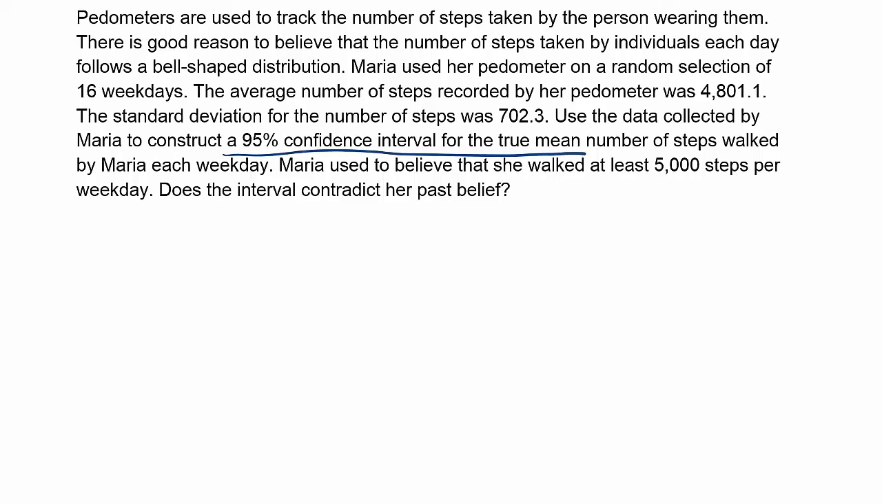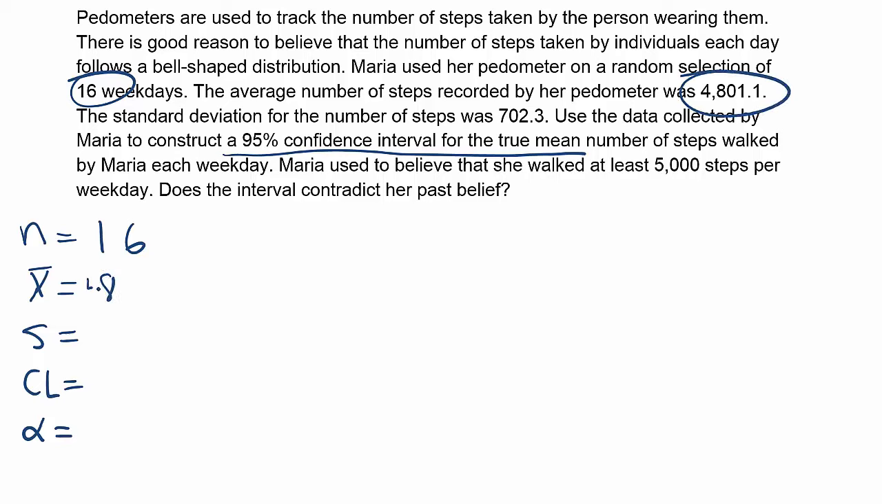So let's start with our first step, which is to copy down all the data from the problem. We should always have a sample size, a sample mean for these problems, some kind of a standard deviation, a confidence level, and an alpha. So what's the sample size? Well, it says that she recorded her steps for 16 weekdays, right? The sample mean was 4,801.1, and the standard deviation was 702.3. The confidence level in the problem is 95%, and then the alpha is 0.05. Okay, so that's our data step.